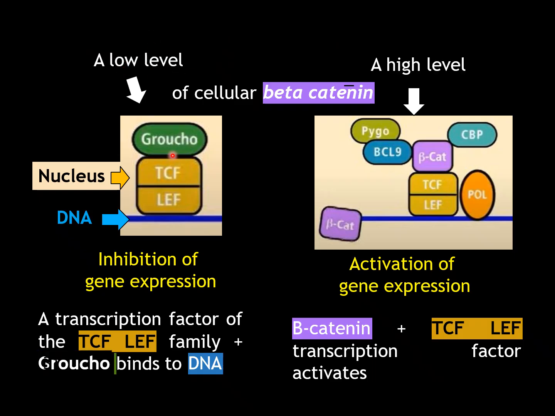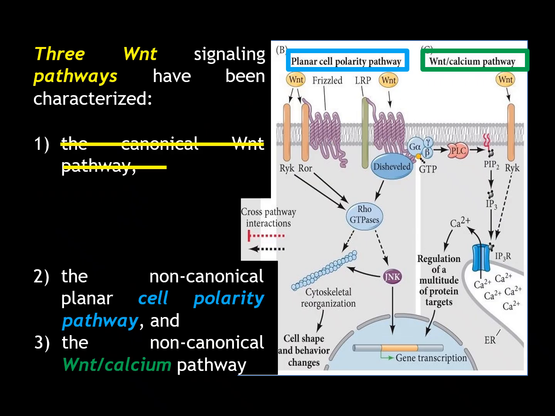So at low levels you have this molecule called Groucho that is going to not allow the beta-catenin to attach here, while at high levels Groucho is not able to attach, but there's high affinity for beta-catenin, and this led to the activation of the gene expression, while this one is the inhibition of the gene expression. Okay, so I tried to show you that example of that pathway, and it's a way to remember.